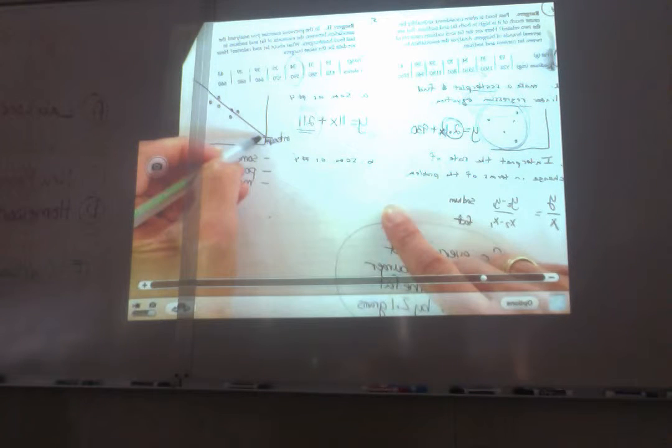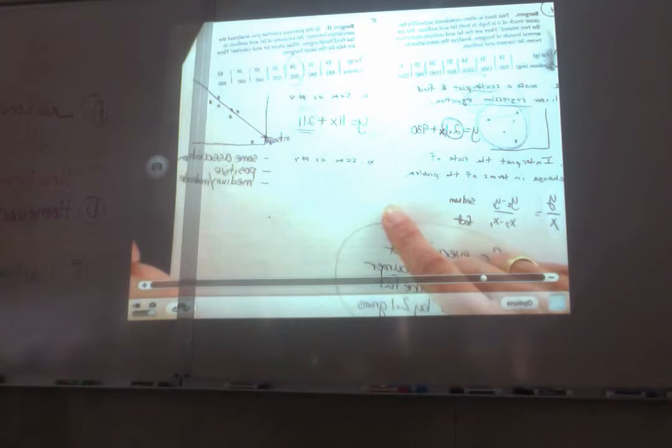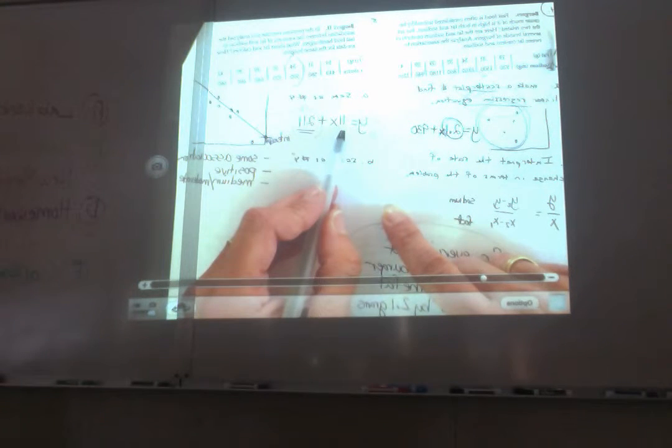Where do you find y-intercept in the equation? The b. Not the m. What's m in the equation? Slope. So where's the y-intercept? b, right here, this 211.